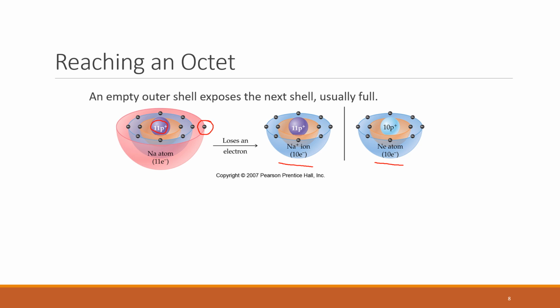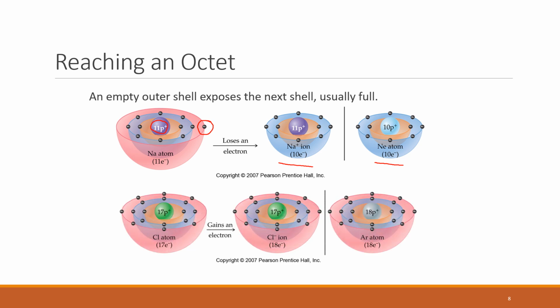So what we see from this is metals tend to lose valence electrons to complete their full octet. Let's look now at a nonmetal. So in this example, we have chlorine as the nonmetal. So nonmetals we know like to gain electrons. So we can guess what's going to happen to the chlorine atom when it wants to get a full octet.